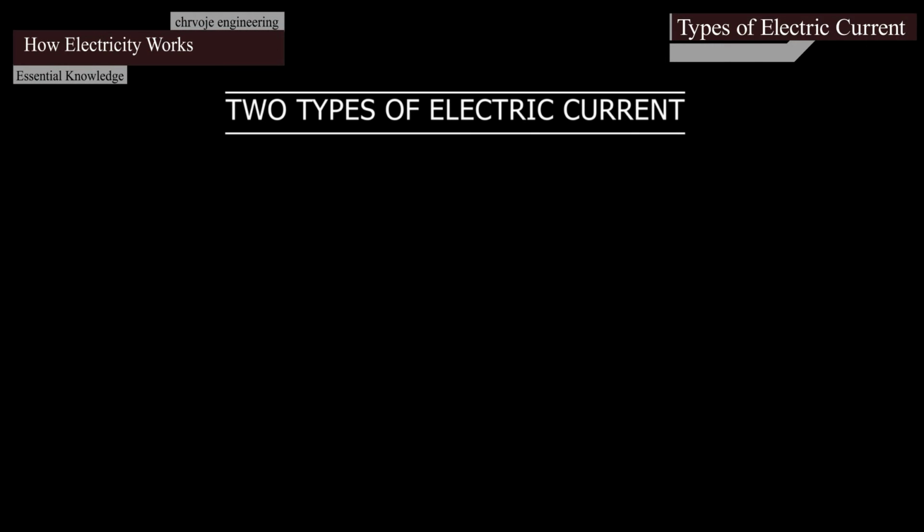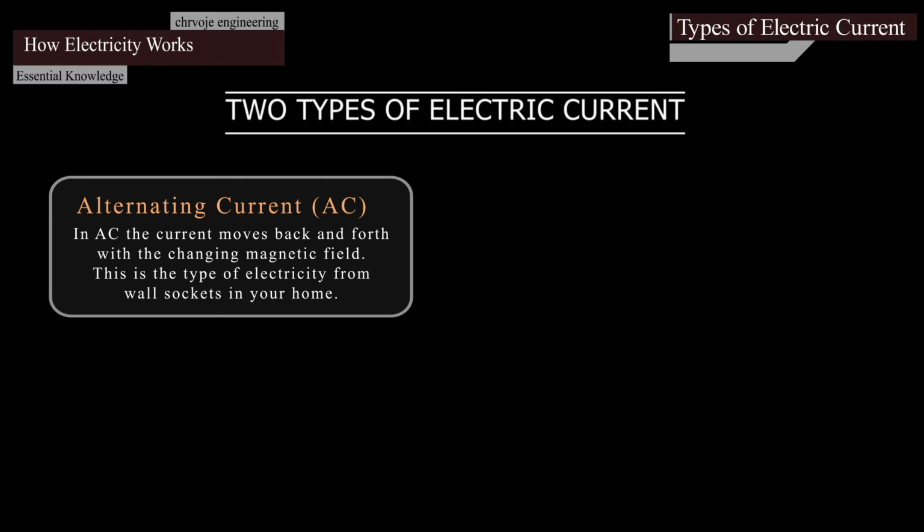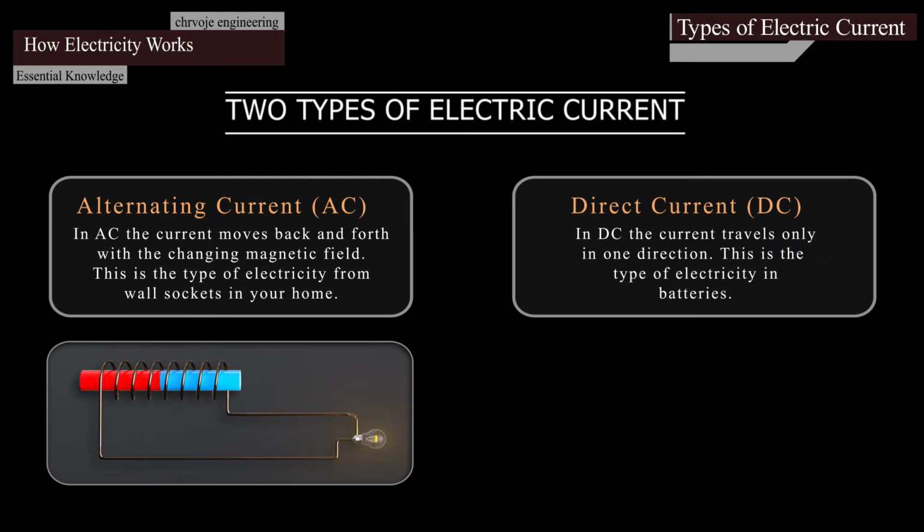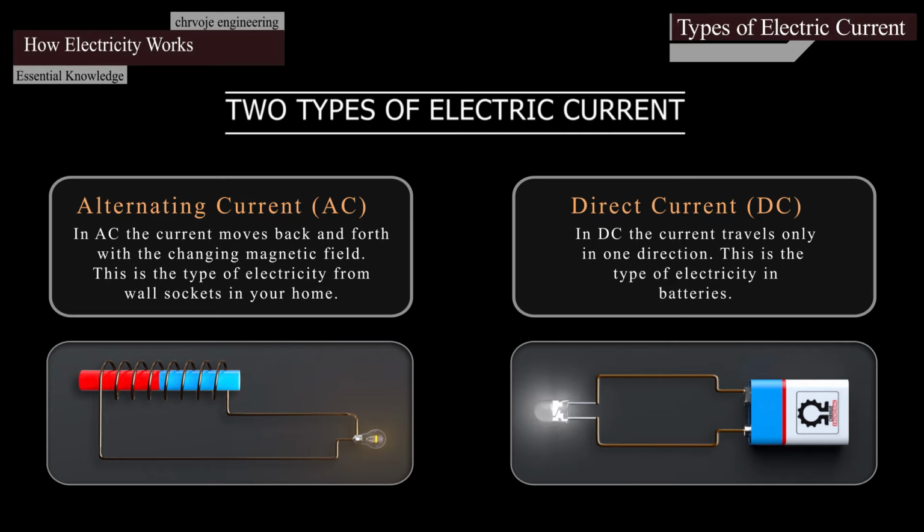So, the next part I want to cover in this video is that there are two types of electric current, and those are alternating current, or AC, and direct current, or DC. Alternating current is a type of electrical current in which the direction of the flow of electrons switches back and forth at regular intervals or cycles. On the other hand, you've got direct current, or DC, and that simply means that the current flows directly in only one direction. It is not alternating.